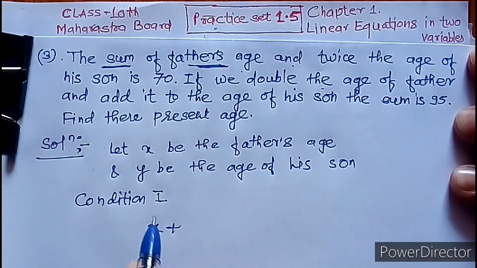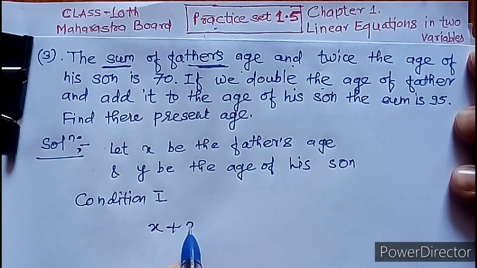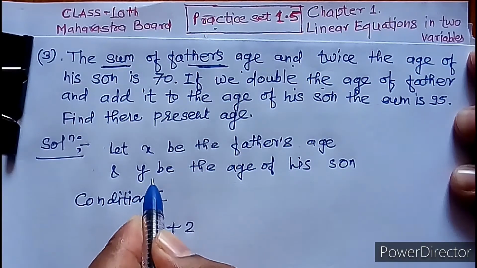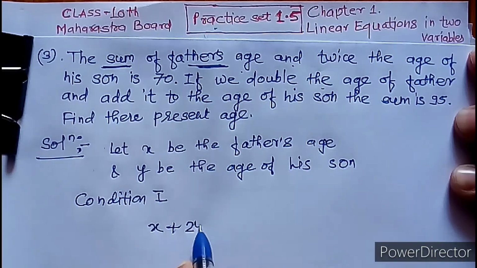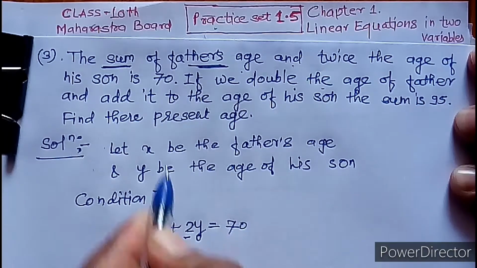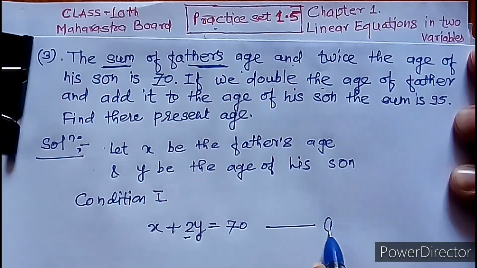The father's age is summed with twice the age of his son, so we have to double the age of his son. The age of his son is y, so write 2y. On adding the father's age and twice the age of his son, their sum is 70. This is condition 1, and we get equation number 1.